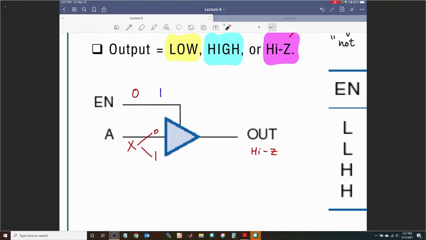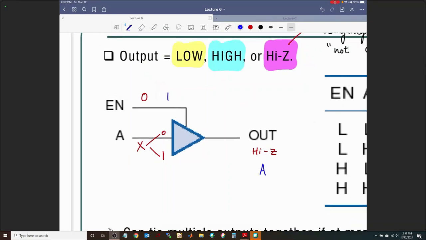Now let's talk about the case where it is enabled. So if you make enable input one, you are enabling the tri-state buffer. And in this case, output will be the same as the input. A goes in, A comes out. You guys see that? So that's the basic functionality of how a tri-state buffer is supposed to work.